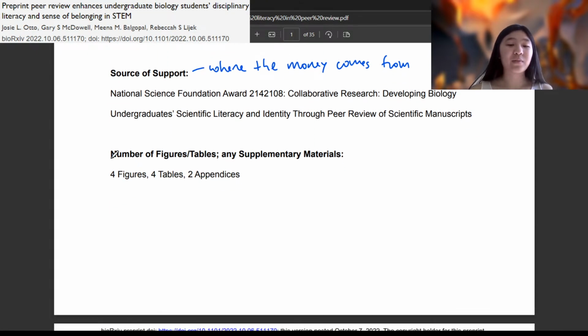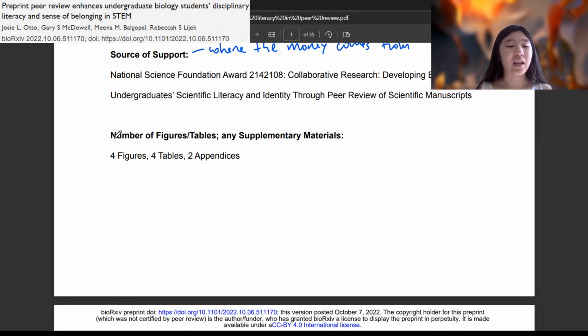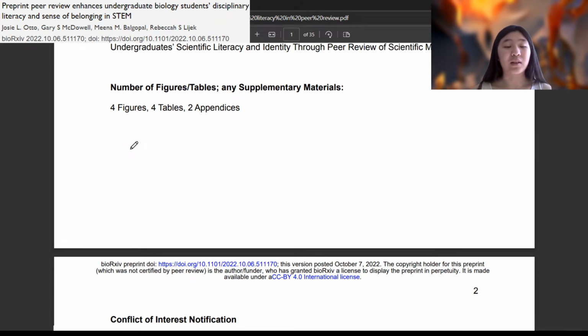And then the numbers, figures, tables, and any supplementary materials. So supplementary materials are basically extra data and information that couldn't make it into the final draft, and so they put it as a separate document that people can access. So it's saying that in the supplemental materials, there are 4 figures, or basically 4 visual pieces of information, 4 tables of data, and 2 appendices in the supplementary document.